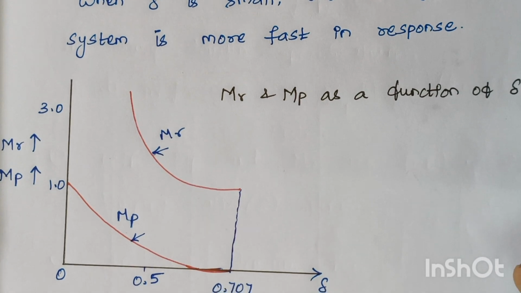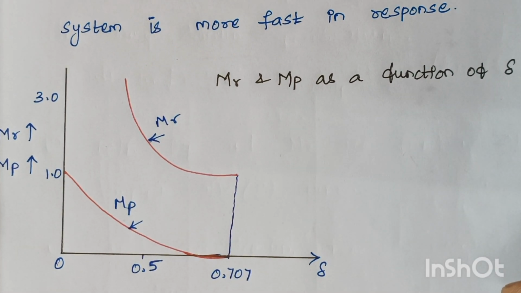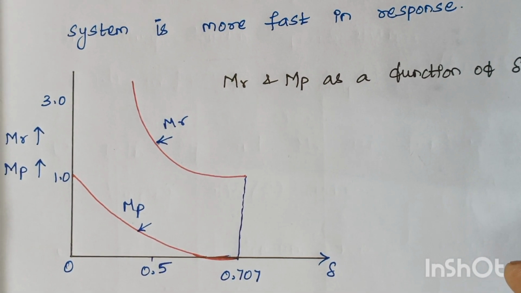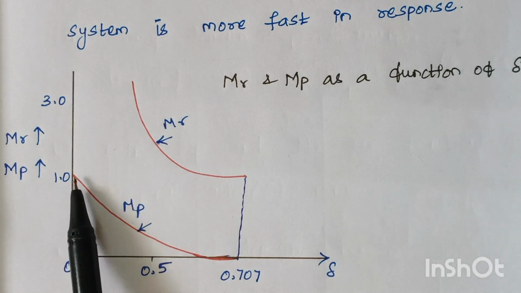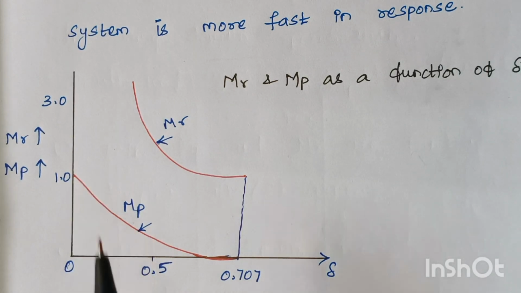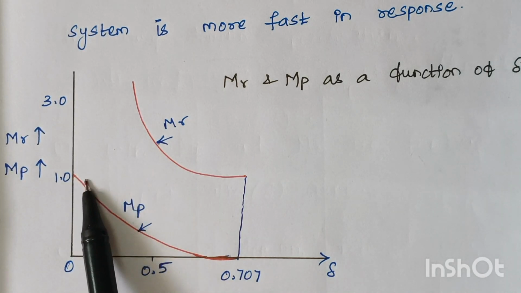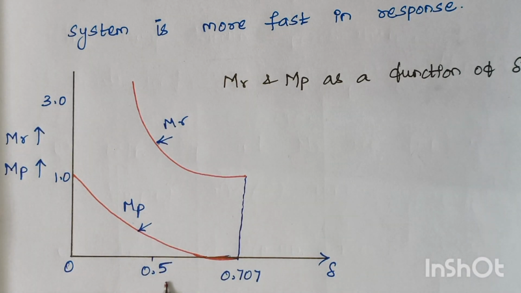You see here Mr and Mp as a function of zeta. Again the same case. Here you can even substitute the values. Just take a calculator, you have the formula, you can substitute and see. For this Mp peak overshoot, the maximum value should be 1 here. From 1 it gradually slides down when the value of zeta increases.